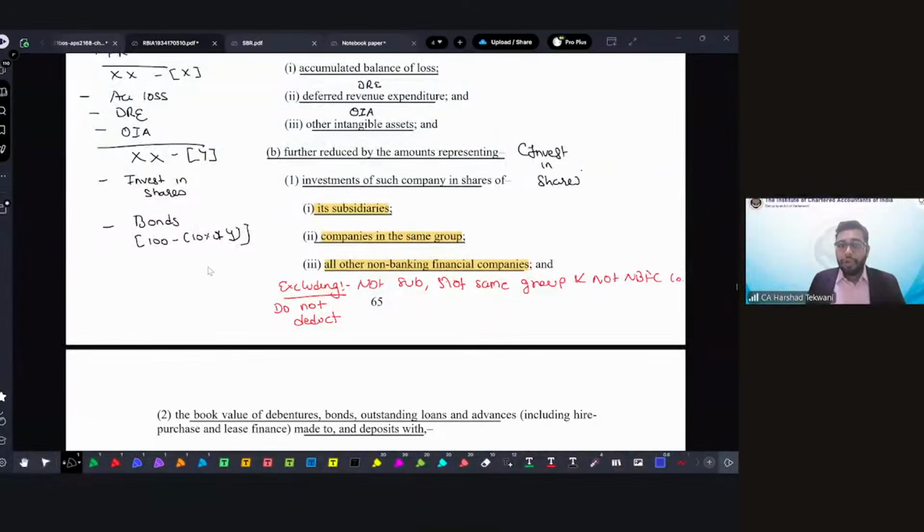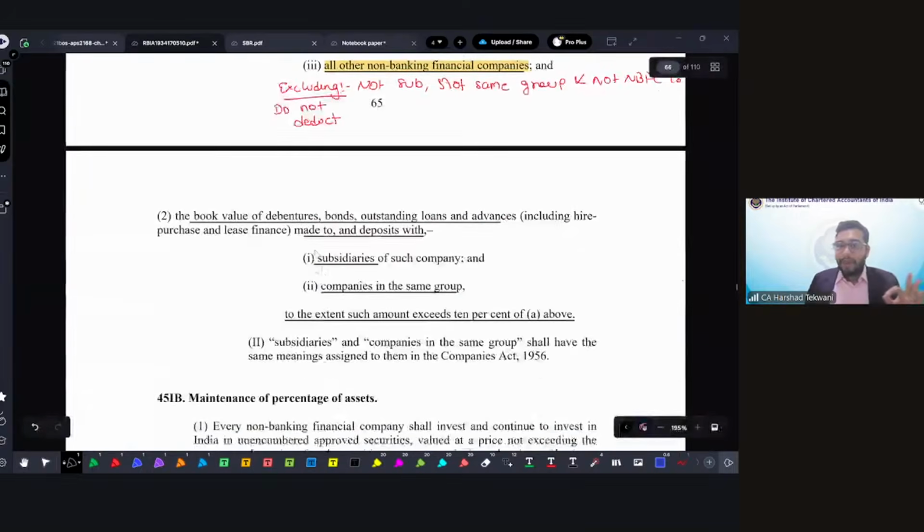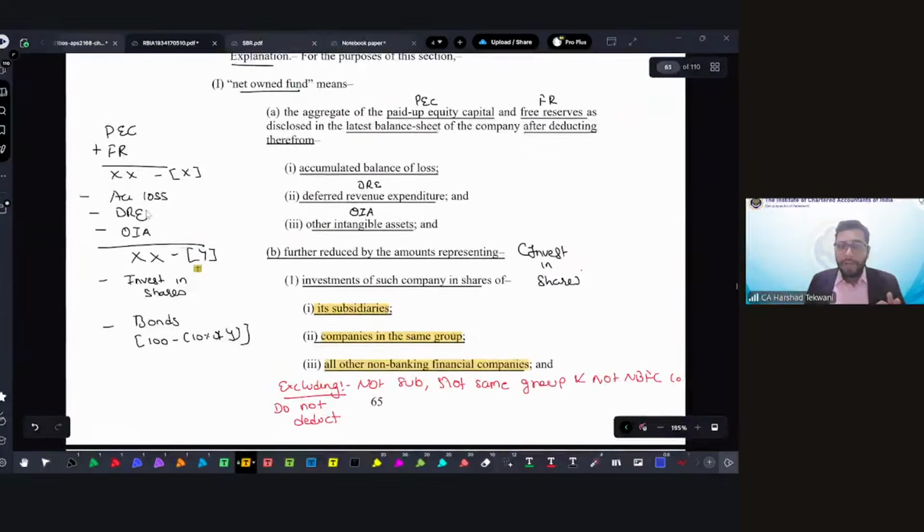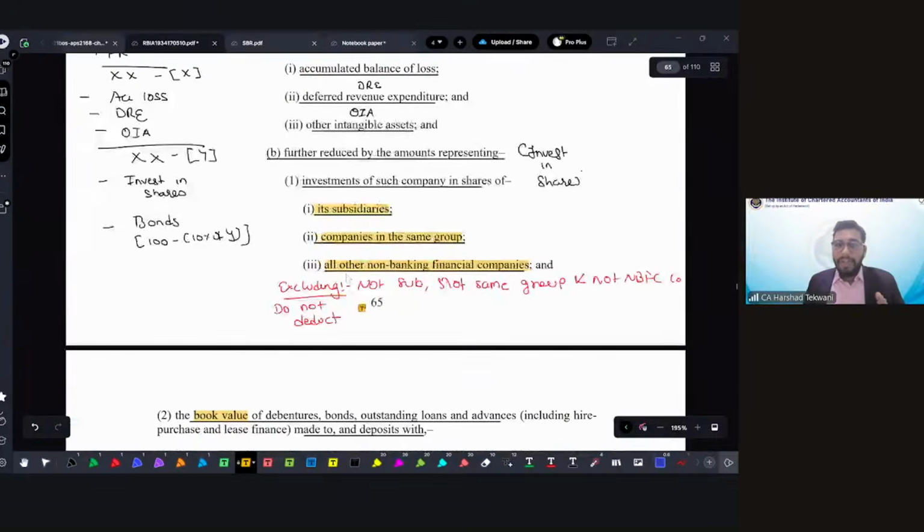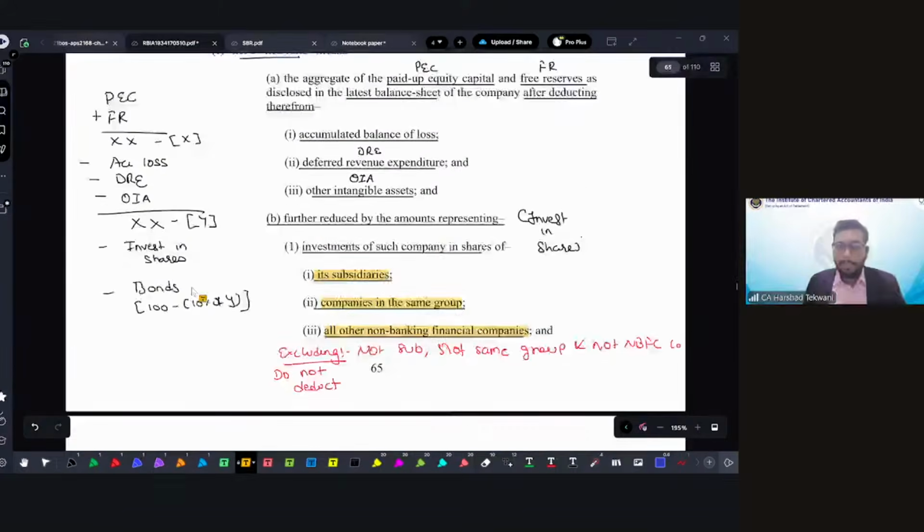So whatever amounts of bonds are there for the subsidiary, for the same group of companies, and we are talking about the book value, reduce it by 10% of the amount before giving such deductions, that is the Y amount, and in excess of 10% of the Y amount, whatever amount comes, reduce it.